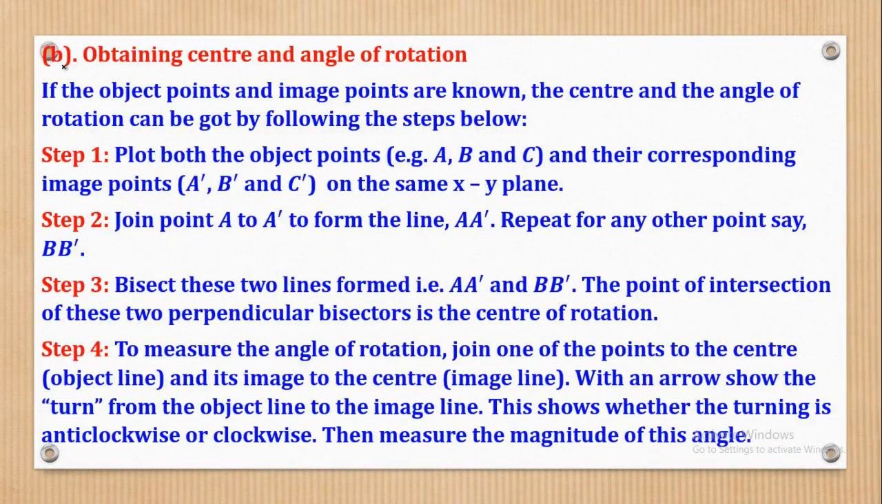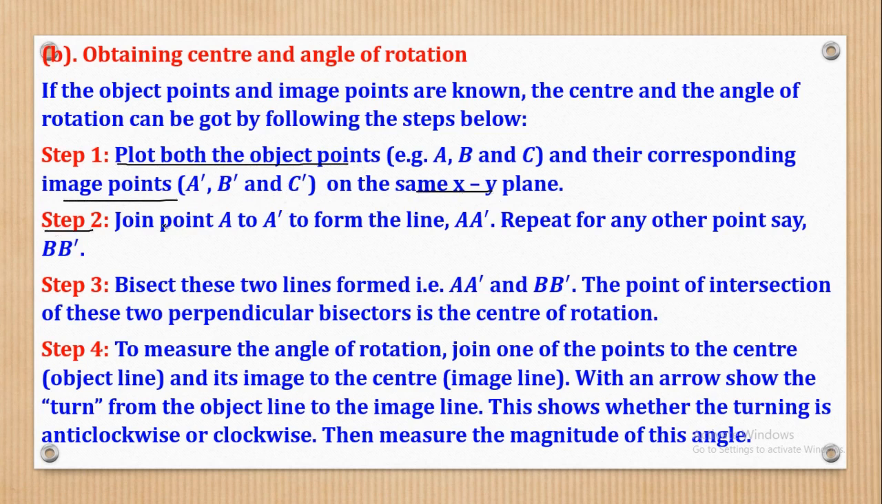So that we have seen how to obtain an image given the center and angle of rotation. Sometimes they can give you the object and the image, and they want you to locate the center and angle of rotation. So that is what we are going to look at in this step. If the object points and image points are known, the center and angle of rotation can be got by following the steps below. So step 1, plot the object points and their corresponding image points on the same graph.